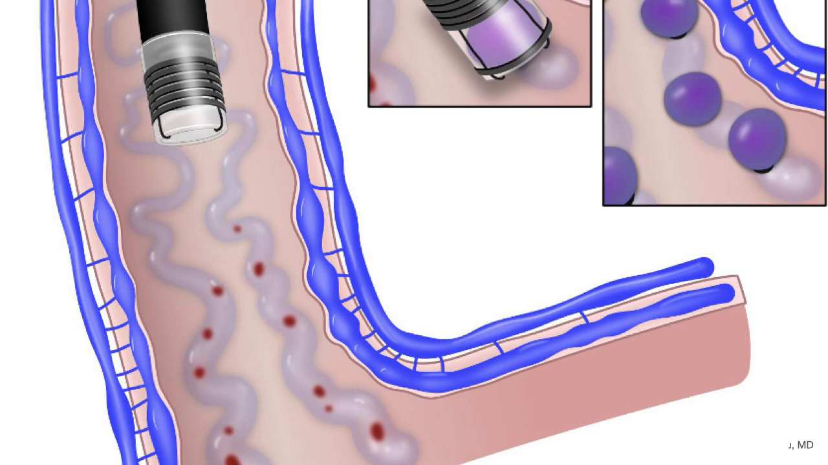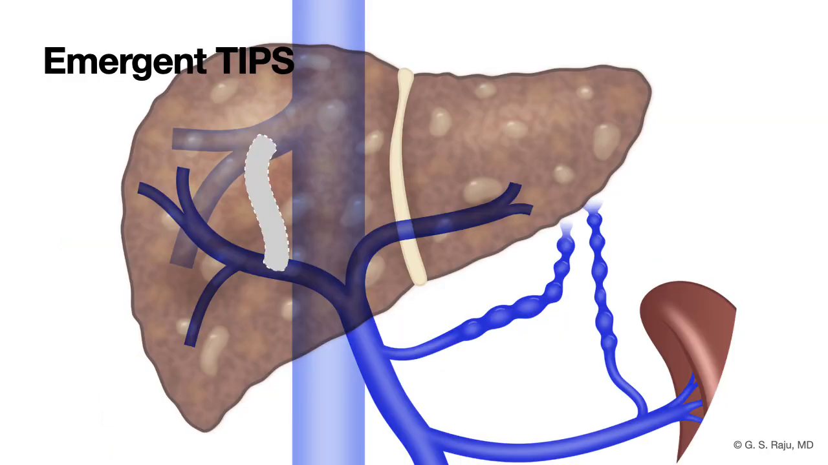So you perform the band ligation, and for some reason, despite the band ligation, the patient's bleeding is not controlled. In that case, you may want to either consider putting a stent or putting a sentinel tube and request the interventional radiologist to consider putting a transjugular intrahepatic portosystemic shunt. So what does this one do?